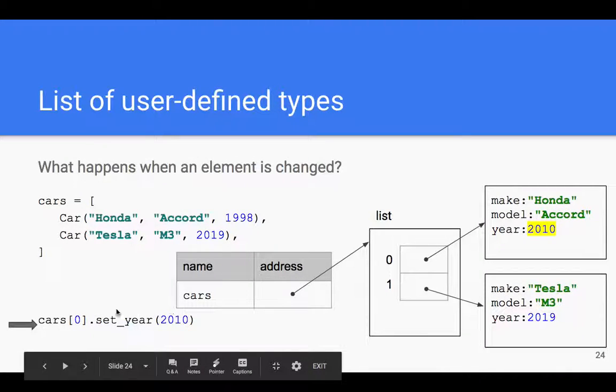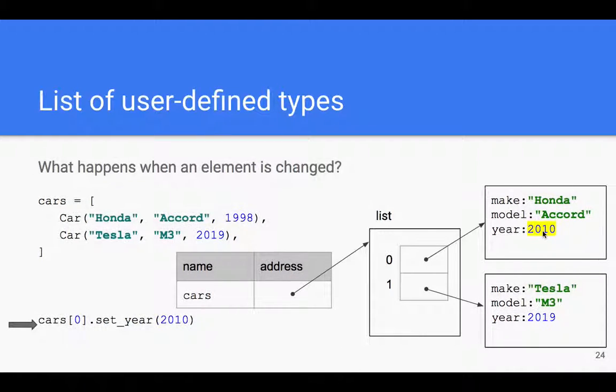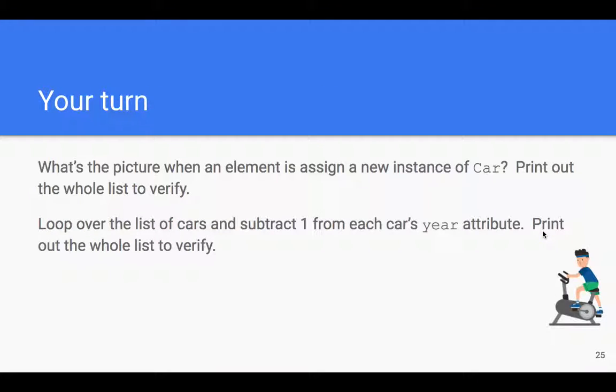Again, cars 0, and that is this object. Okay. So hopefully that's understandable. Now it's your turn to give this a quick try.